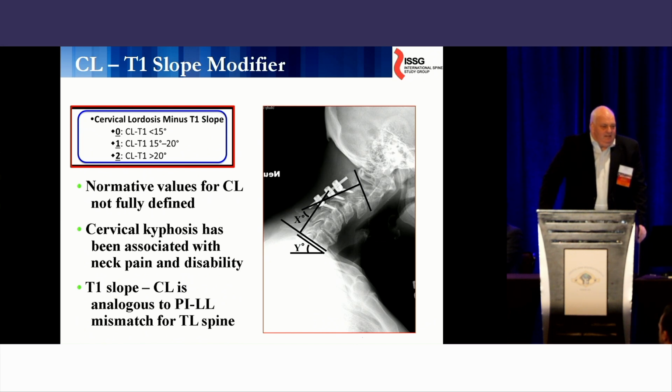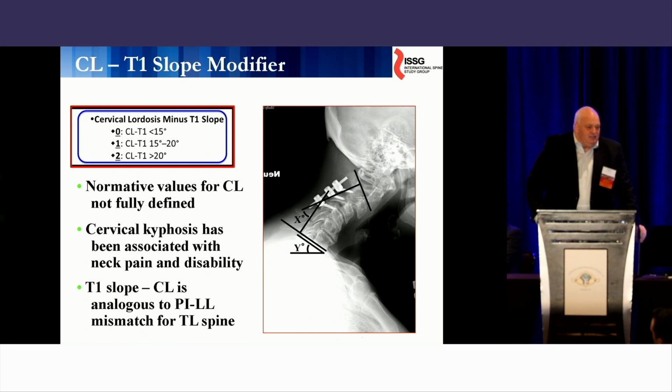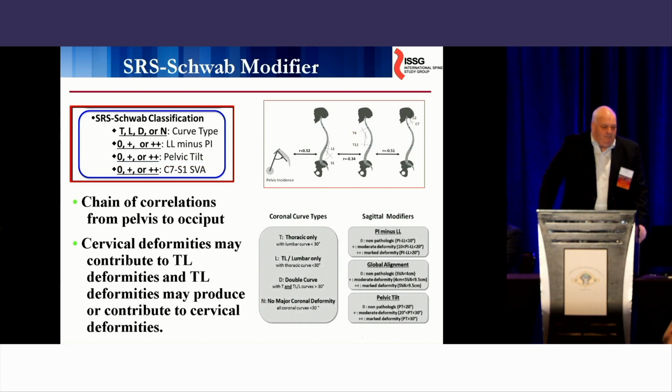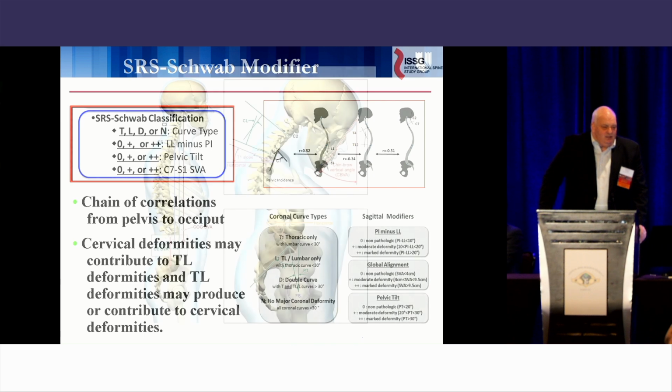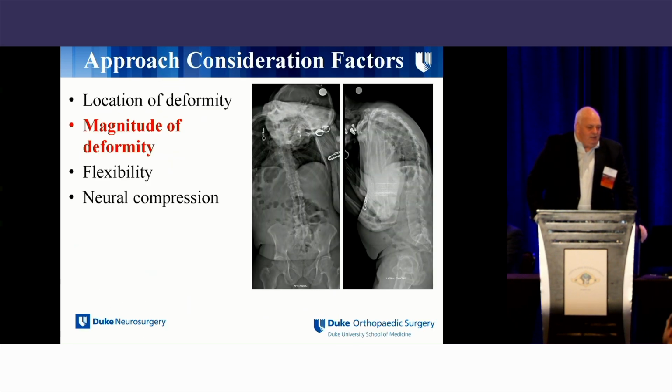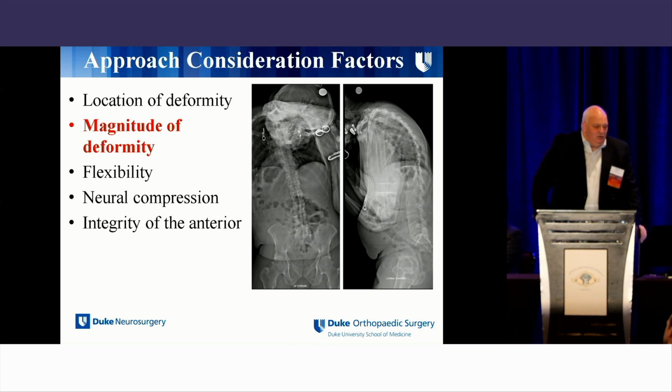So basically, this cervical lordosis T1 modifier shows the ability of the cervical spine in part to compensate. And again, the SRS modifiers. So the next thing we want to look at in developing an algorithm is the magnitude of deformity.